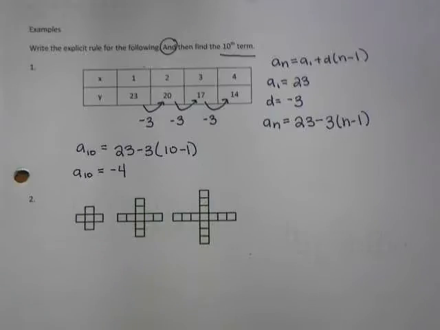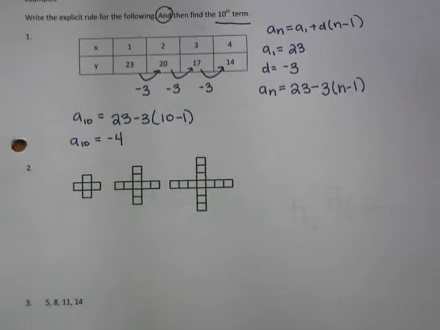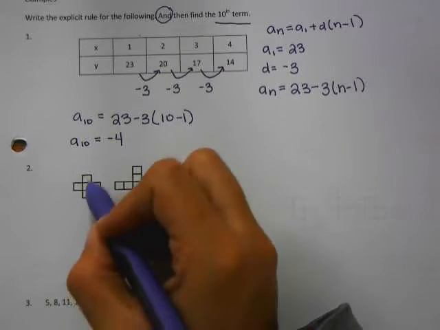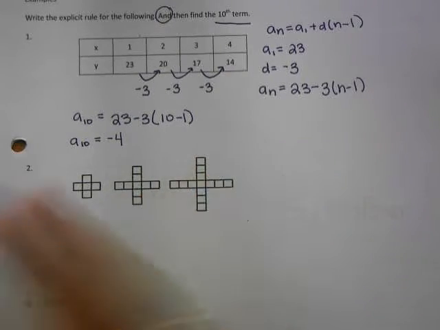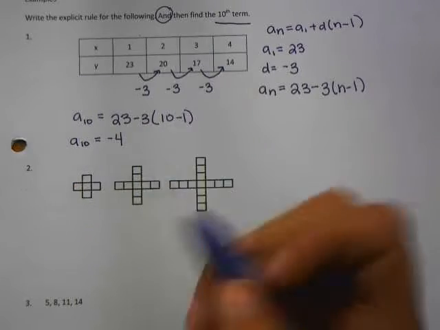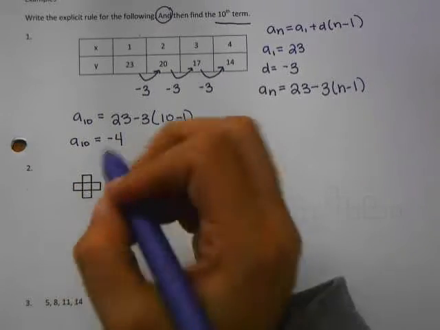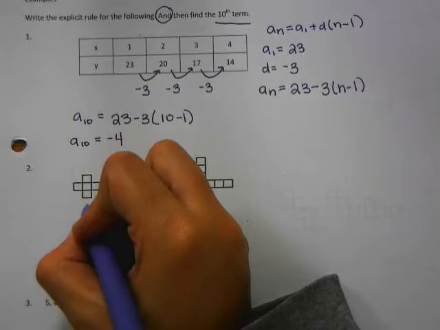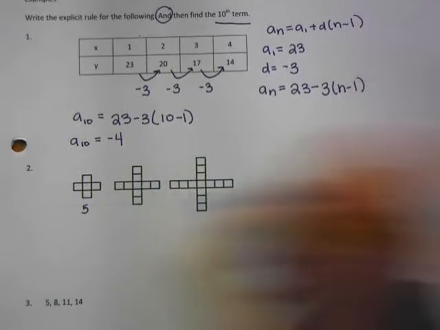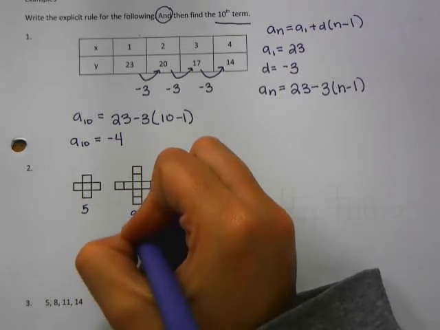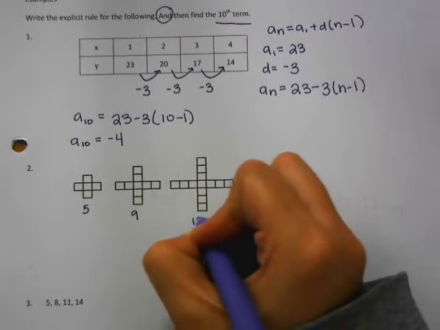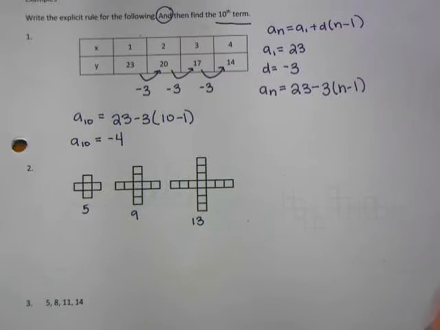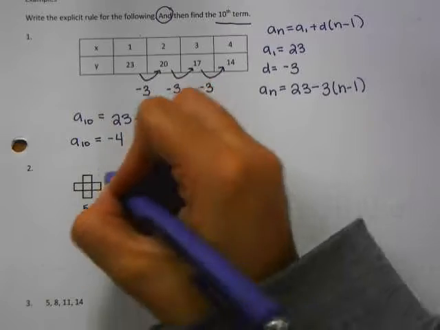Alright, if we look at example 2, I'm going to go ahead and just count these and label them at the bottom so that I kind of have a pseudo table. So here I have 1, 2, 3, 4, 5. Sorry, so that's 5. This one has 9. And then this one has 13. Okay, so now it's kind of easier to see what my change is.